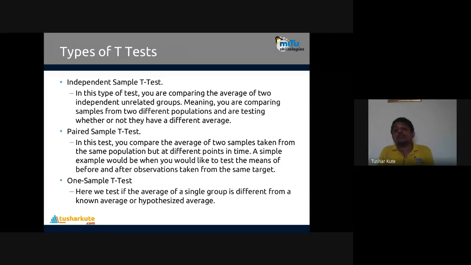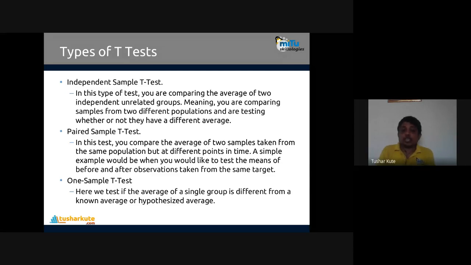A simple example would be when you would like to test the means of before and after observations taken from the same target. A paired sample t-test will be used. So the data set is from the same population, and then we compare the average or mean of them. That is called a paired sample t-test. Fine.